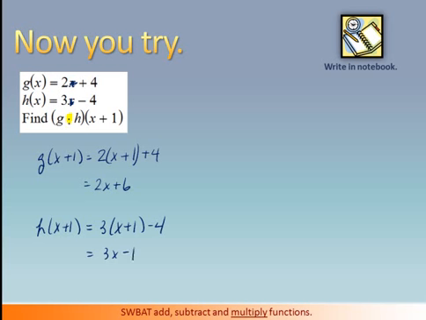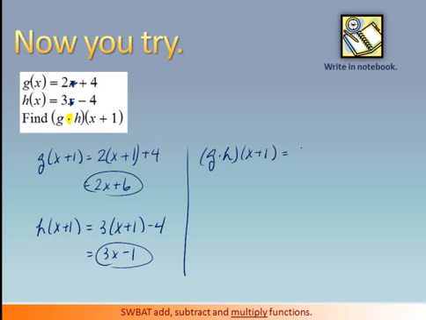Now we have to find the product of these two answers. Okay? So let me draw a line to divide it. So what it looks like mathematically is g times h of x plus 1 is going to be this product, 2x plus 6 times 3x minus 1. Okay? I like to use the box method to multiply. So it's an area model, 2x plus 6, 3x minus 1.